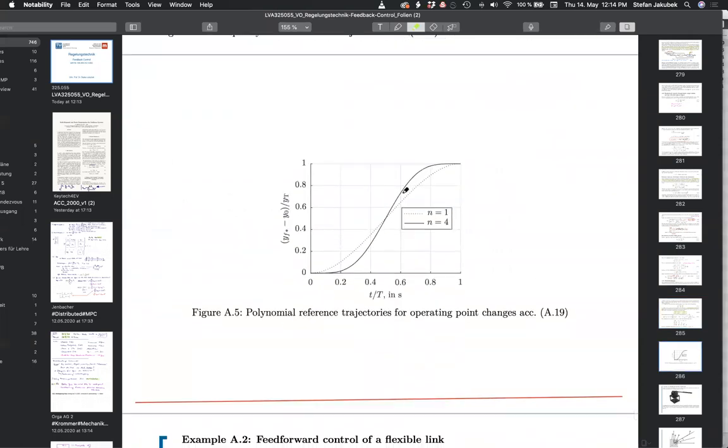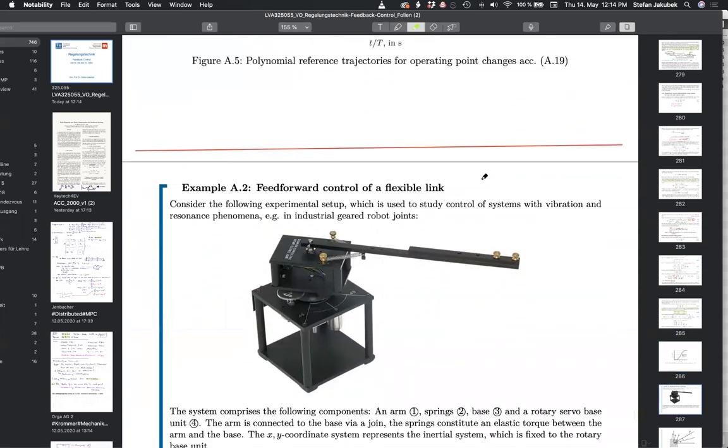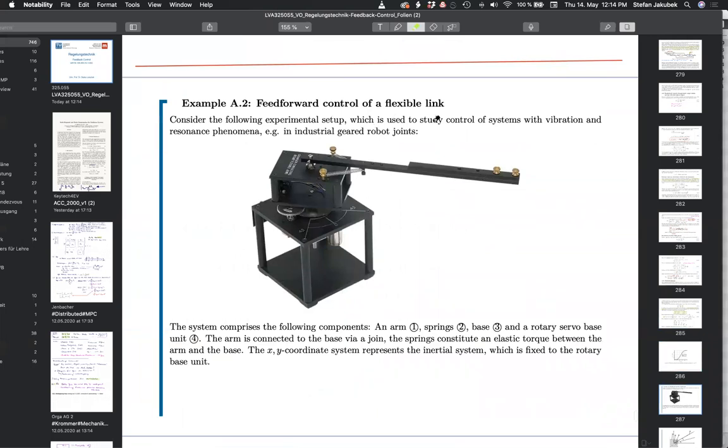And you see two reference sample trajectories. One is for n equal to 1. The other one is for a fourth order trajectory. And then you might want to play around with this, of course. Now let's start with this flexible link as an example, okay? So I'm going to give you some clues on how to model that system, and it might be probably a good homework for you to try this at home.